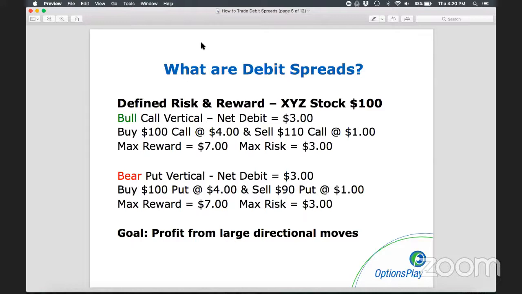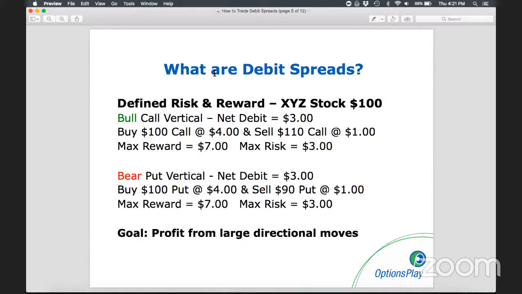So I think it's a great time to consider bringing this up for those of you that feel volatility is going to pick up: using these types of strategies, debit spreads, that really allow you to capture this increase in volatility. So let's go ahead and move on here. I'll talk a little bit about what debit spreads are.